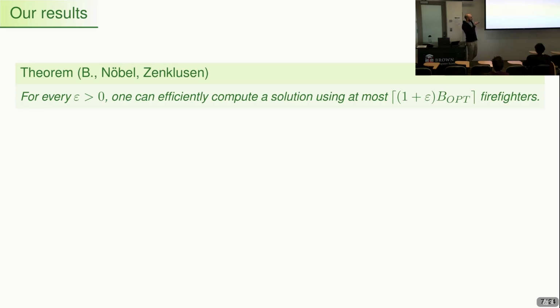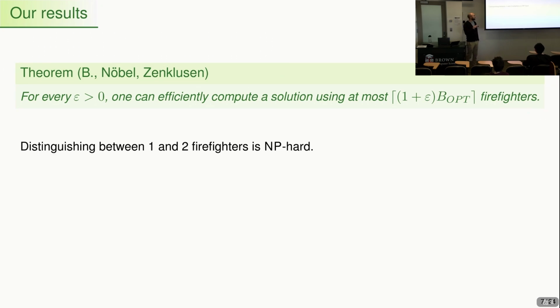And our result for this problem is that we get an asymptotic PTAS, so we only lose a factor of 1 plus epsilon, but we also need to round it up. And you essentially have to do this because distinguishing whether you need 1 or 2 firefighters in your solution is NP-hard. So the best we can hope for, unless P equals NP, would be a 2-approximation, which we now get. And asymptotically, it's even better. It's still not clear that this is the end of the story, because what one could still hope for would maybe be just an additive violation, maybe even only an additive violation of 1. So this is still unclear.